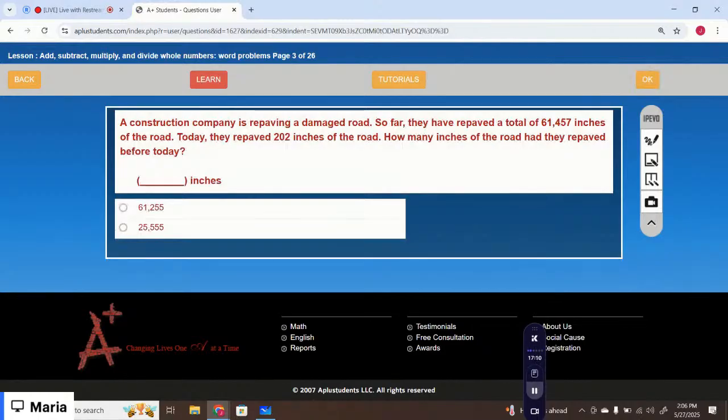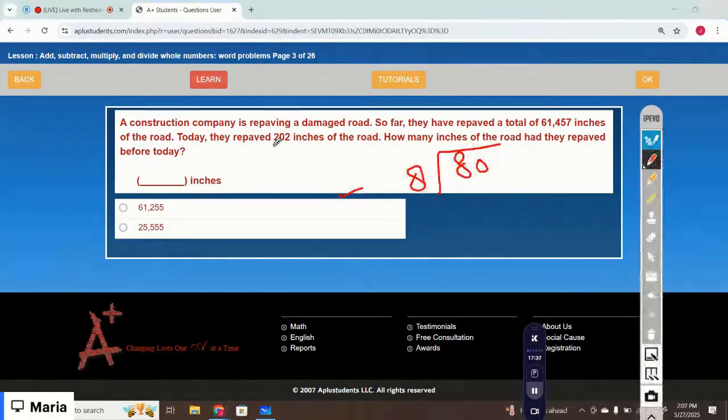A construction company is repairing a damaged road. So far, they have repaved a total of 61,457 inches of the road. Today, they repaved 202 inches of the road. How many inches of the road had they repaved before today? You need to calculate how much they did before today. So just subtract what they did today from the total, right?